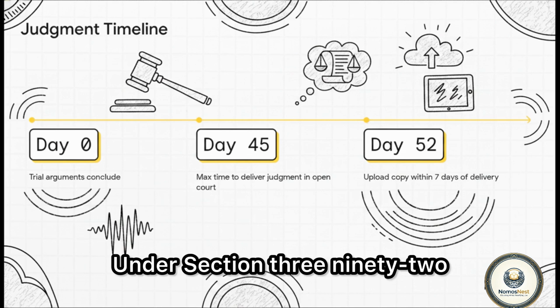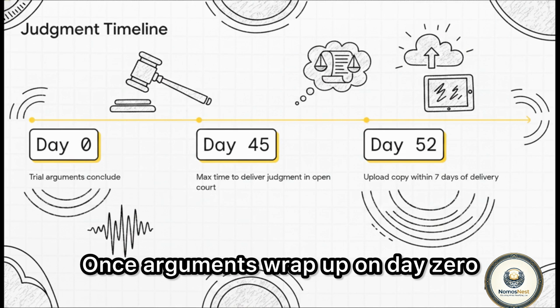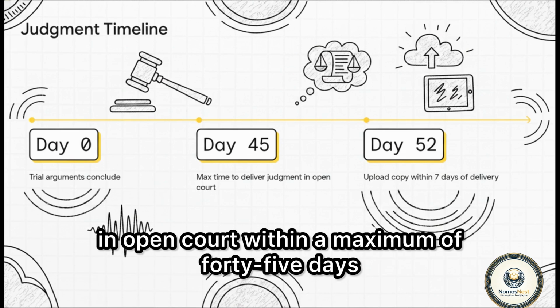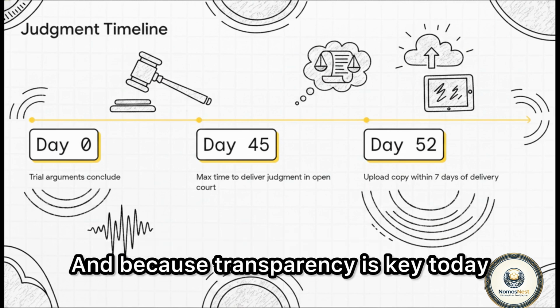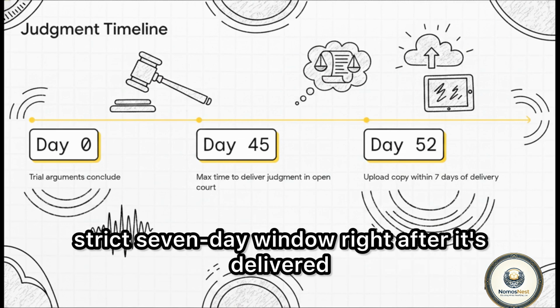Under Section 392, a judge can't just sit on a decision forever. Once arguments wrap up on day 0, the judgment absolutely must be delivered in open court within a maximum of 45 days. And because transparency is key today, a digital copy of that judgment has to be uploaded within a strict 7-day window right after it's delivered.